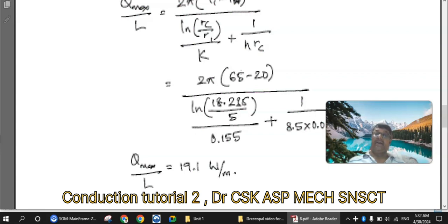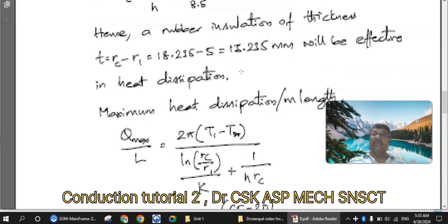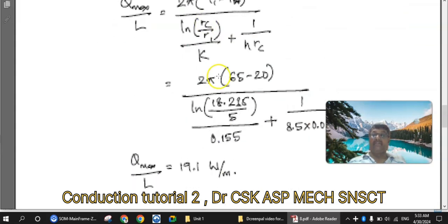So as we discussed, a Q max by L of more than 5 will be effective, and an insulation thickness of more than 5 millimeter will be effective. The problem asked: if it is effective, how much is the value? Based on the insulation thickness, we found that it is effective, because it is more than 5 millimeter. And how much is the value? We have found Q max by length equal to 19.1 watts per meter.